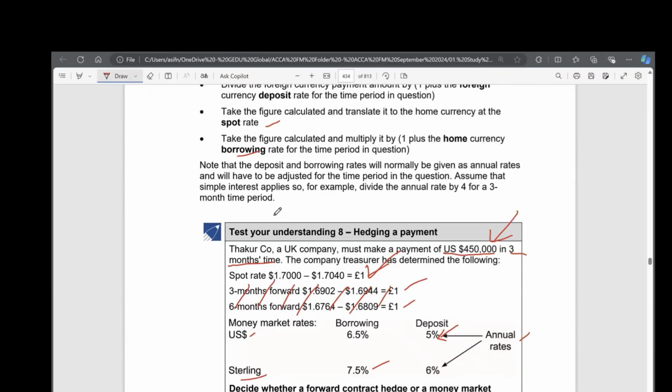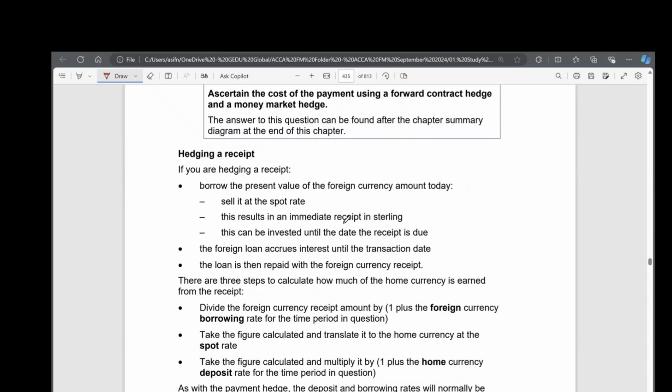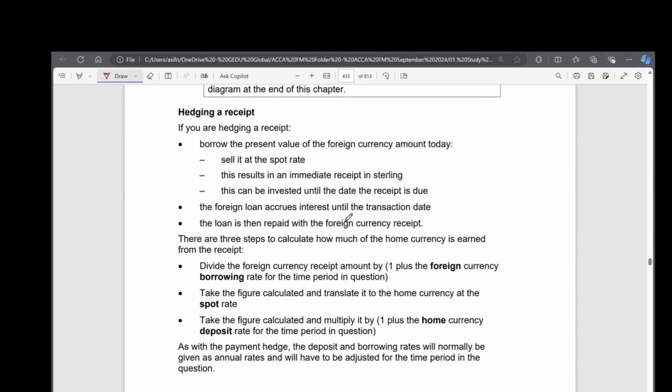Now, let's talk about the money market hedge for a receipt. It's similar, but a little opposite. Let's say we are expecting 1 million pesos in 3 months' time from a foreign customer, and we are worrying again about the exchange rate. We are receiving 1 million peso, so we will borrow in peso so that after 3 months, when we receive the peso, we will pay the loan.